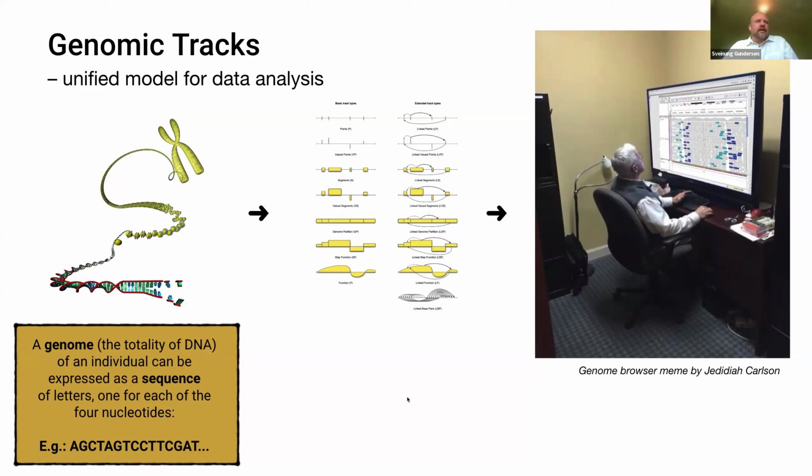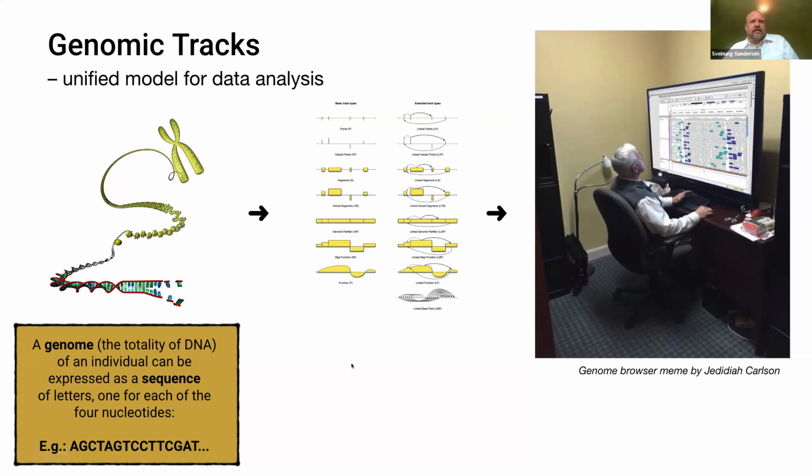So starting from the genome, the genome is basically the totality of DNA of an individual, and that can be expressed as a sequence of letters, one for each of the 4 nucleotides.